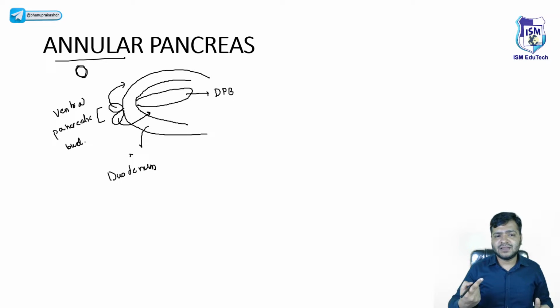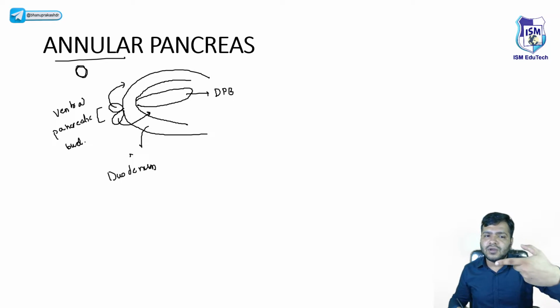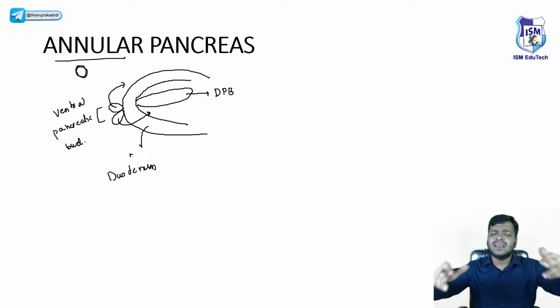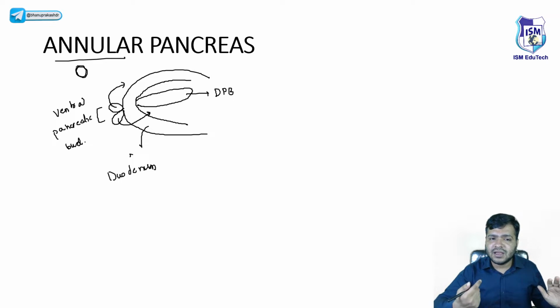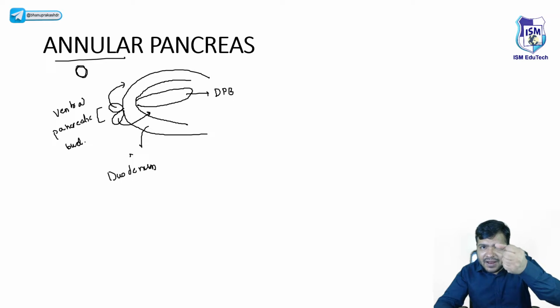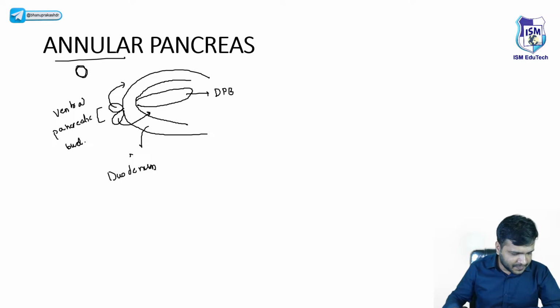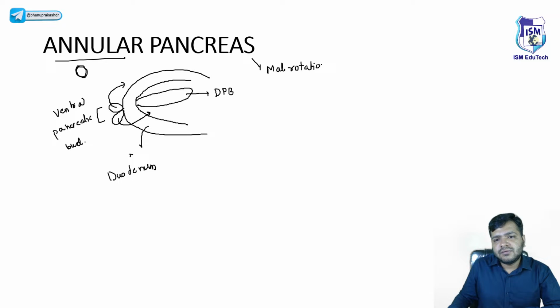Rotation. तो obviously बात है, if one of the pancreatic buds is going from behind, one is coming from the front like this, both rotating in opposite directions, it is actually rotating around the duodenum and trying to compress the duodenum. So it can result in duodenal stenosis as well. Okay. So remember annular pancreas. It is the malrotation of the ventral pancreatic duct.